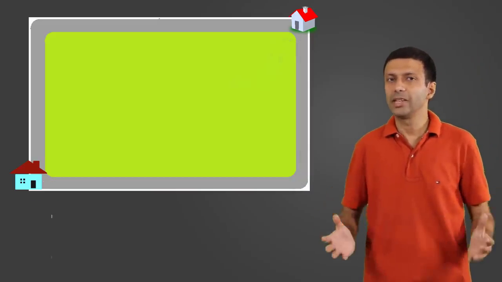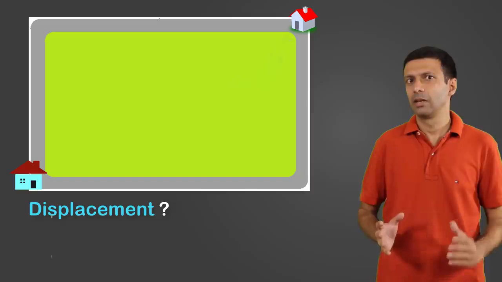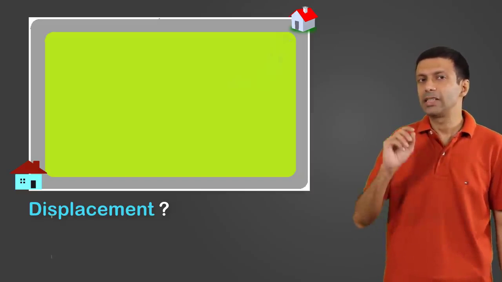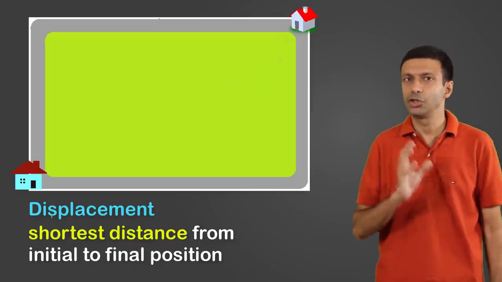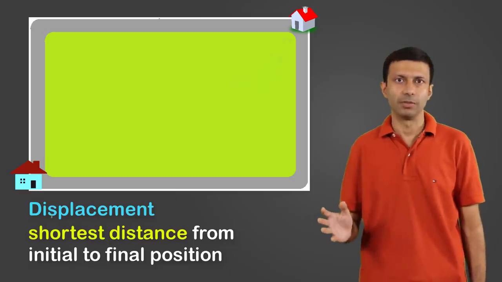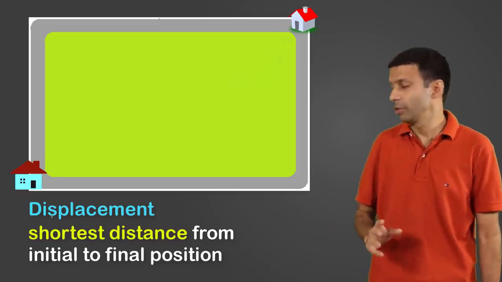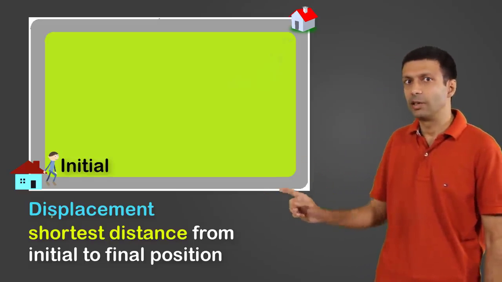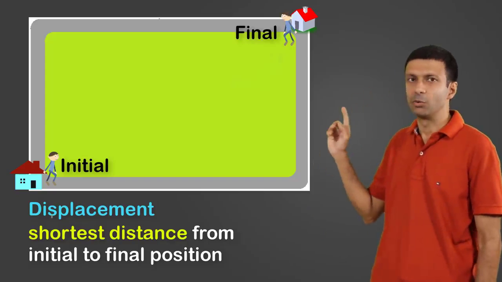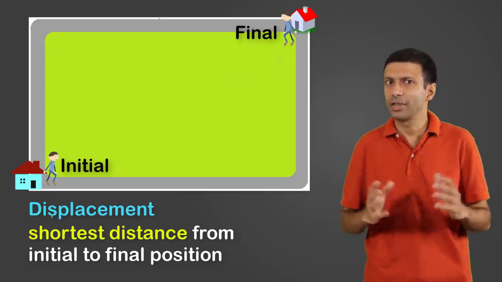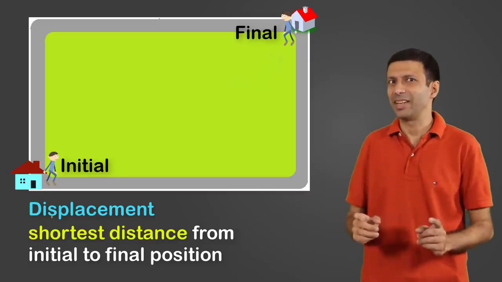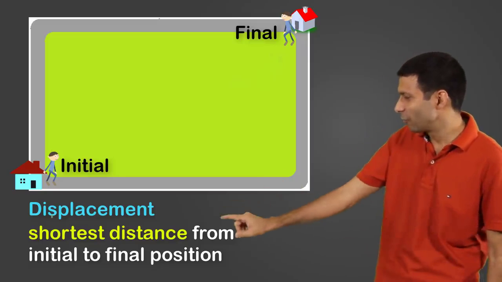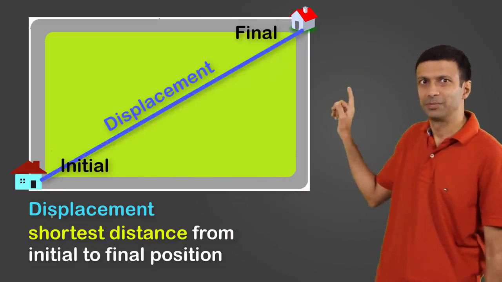Now how do we calculate your displacement? Displacement is defined as the shortest distance from the initial to the final position. Your initial position is your house and the final position is your friend's house. So what is the shortest distance? That's right. It's going to be a straight line from here to here.